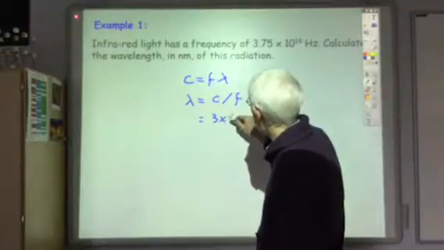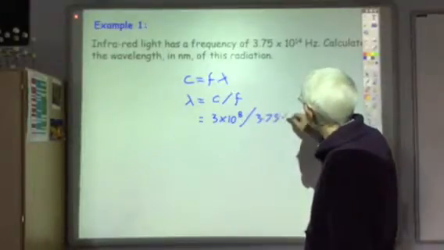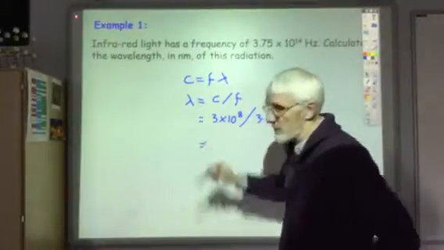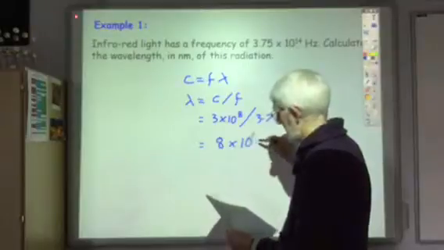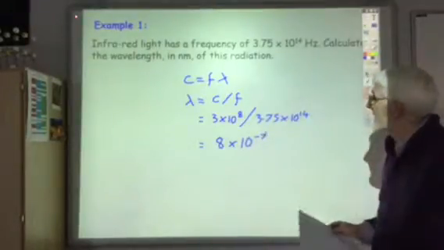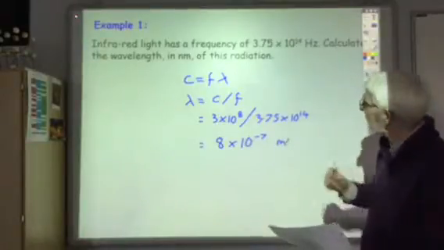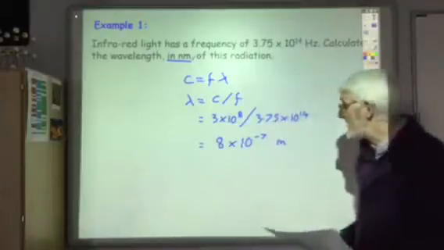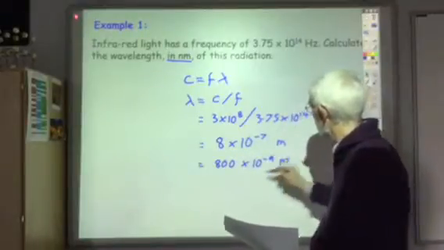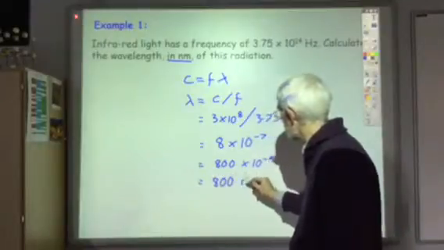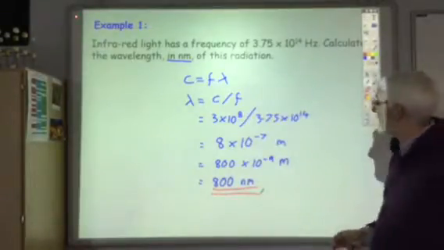C is the speed of light, 3 times 10 to the 8. And frequency, 3.75 times 10 to the 14. So that equals 8 times 10 to the minus 7. Then you need to be careful with units. Because the speed of light is in meters per second, the wavelength comes out in meters. In the question, you are asked to give the wavelength in nanometers. So that is equivalent to 800 times 10 to minus 9 meters, which is 800 nanometers. So the wavelength of that radiation would be 800 nanometers.